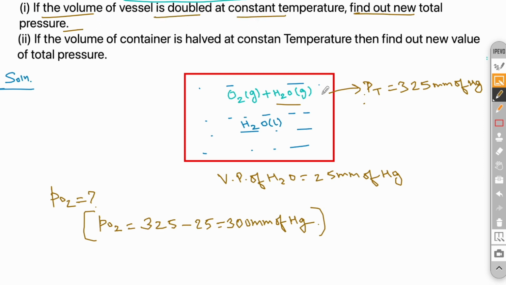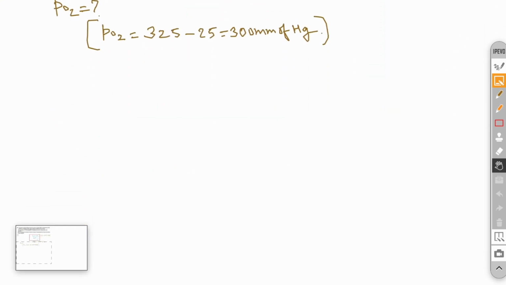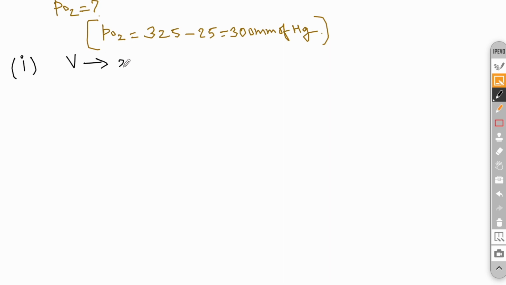Now we'll solve the first part, where we are given that the volume of the vessel is doubled at constant temperature. Find out the new total pressure, right? So the volume is being doubled, and the temperature is being kept constant. We have to determine the new value of total pressure, Pt. In order to determine it, we'll write the ideal gas equation.